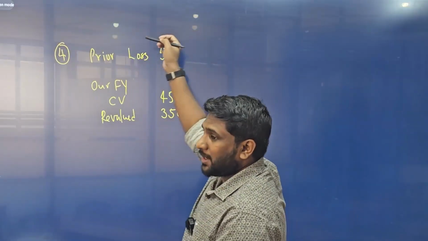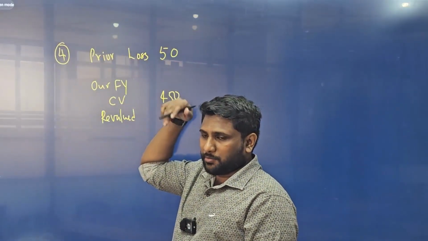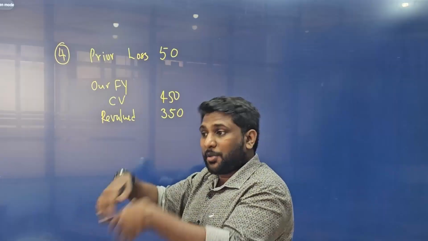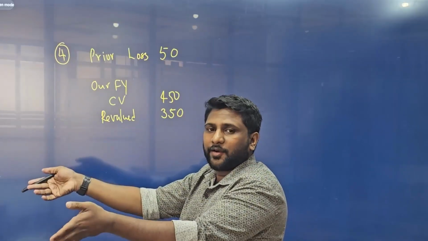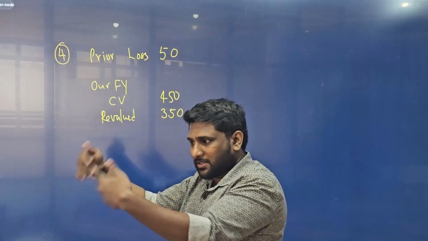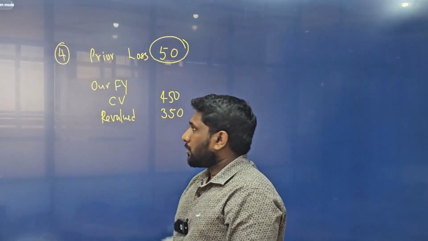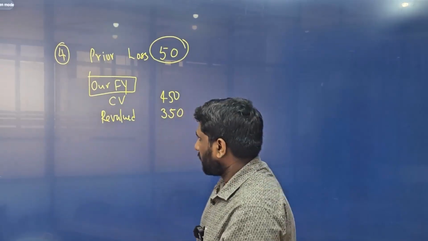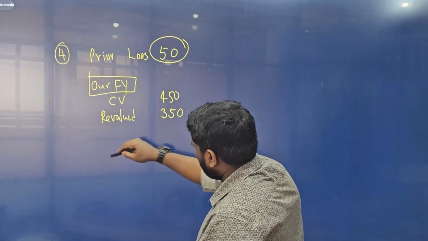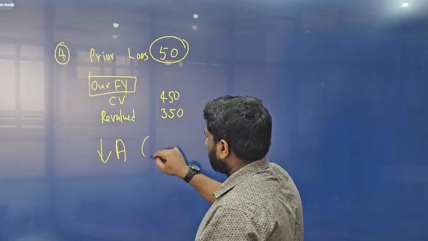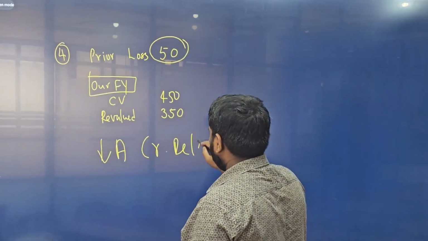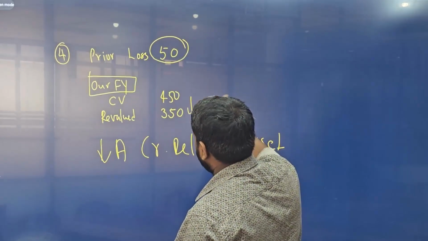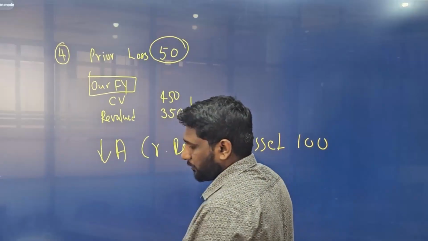So here prior you had a loss. That means previous year, previous accountant. You think you joined the company this year only? Previous accountant has already recorded an expense. He has already recorded 50. Now it's your turn. He retired, the previous accountant retired. Now you are doing the revaluation. When you are doing the revaluation, again there is a reduction of the asset. So credit the relevant asset. It has decreased by 100.